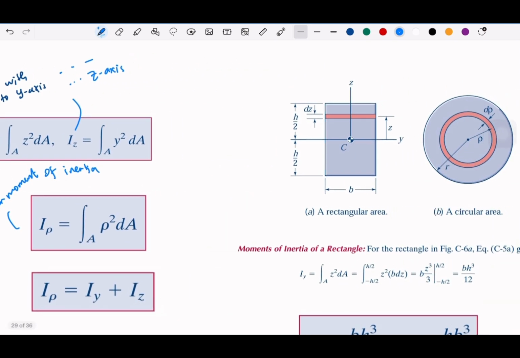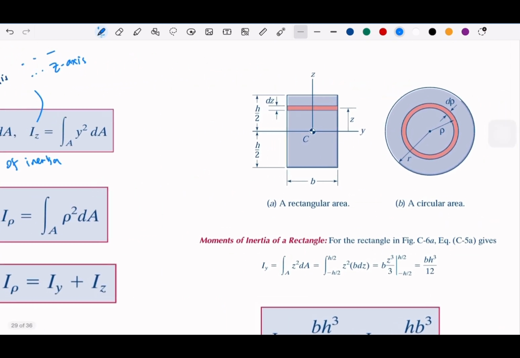So for the rectangle here, we can have at least two basic shapes, and we are going to see them a lot in the examples and practices. First, we can make it into a rectangular area, and the second one is a circle. Now if we take the rectangle, let's say we want to find the inertia with respect to the y-axis. So we are taking the y and then taking the z squared dA for the integral.